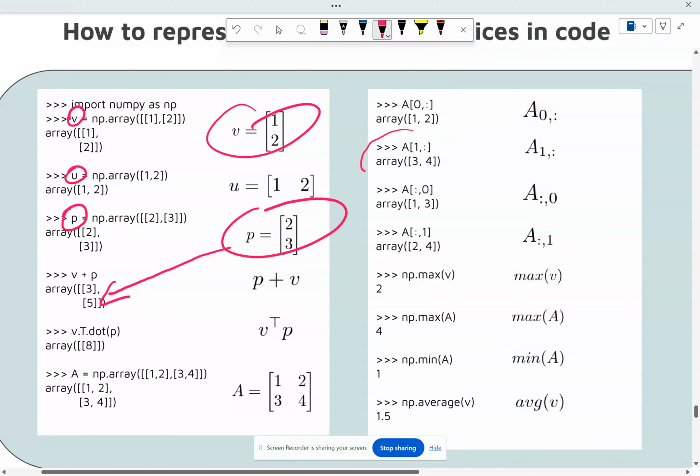Or you can get the second column. So this is 3 and 4. So it's getting the column. Remember, 0 is the first one, and 1 is the second one.